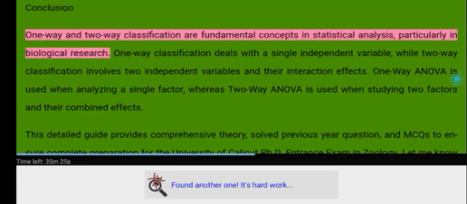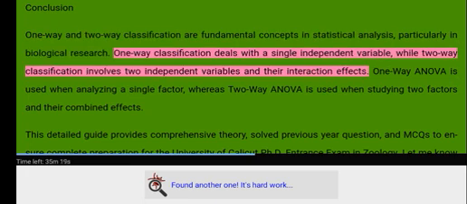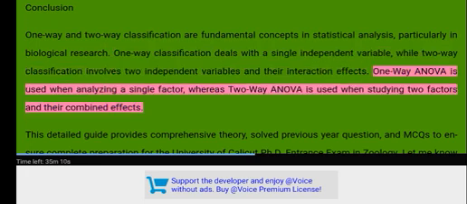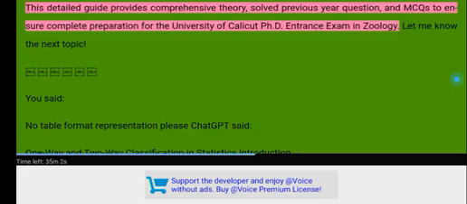Conclusion. One-way and two-way classification are fundamental concepts in statistical analysis, particularly in biological research. One-way classification deals with a single independent variable, while two-way classification involves two independent variables and their interaction effects. One-way ANOVA is used when analyzing a single factor, whereas two-way ANOVA is used when studying two factors and their combined effects. This detailed guide provides comprehensive theory, solved previous year questions, and MCQs to ensure complete preparation for the University of Calicut PhD entrance exam in zoology.